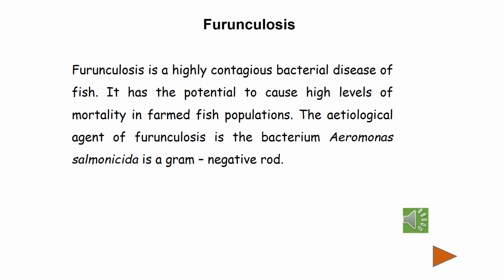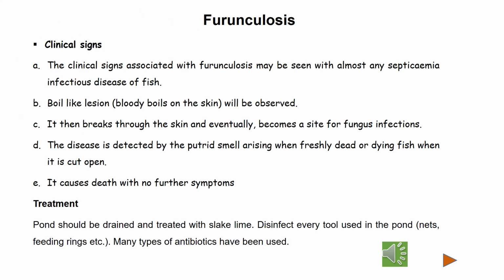Furunculosis is a highly contagious bacterial disease of fish. It has the potential to cause high levels of mortality in farm fish populations. The etiological agent of furunculosis is the bacterium Aeromonas salmonicida. It is a gram-negative rod-shaped bacteria. The clinical signs associated with furunculosis may be seen with almost any septicemic infectious disease of fish, that is, disease in the blood.